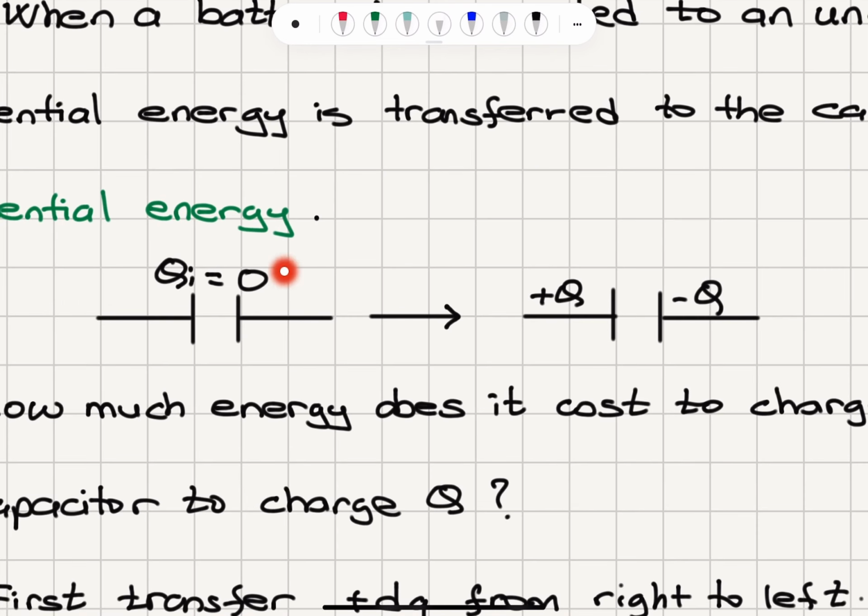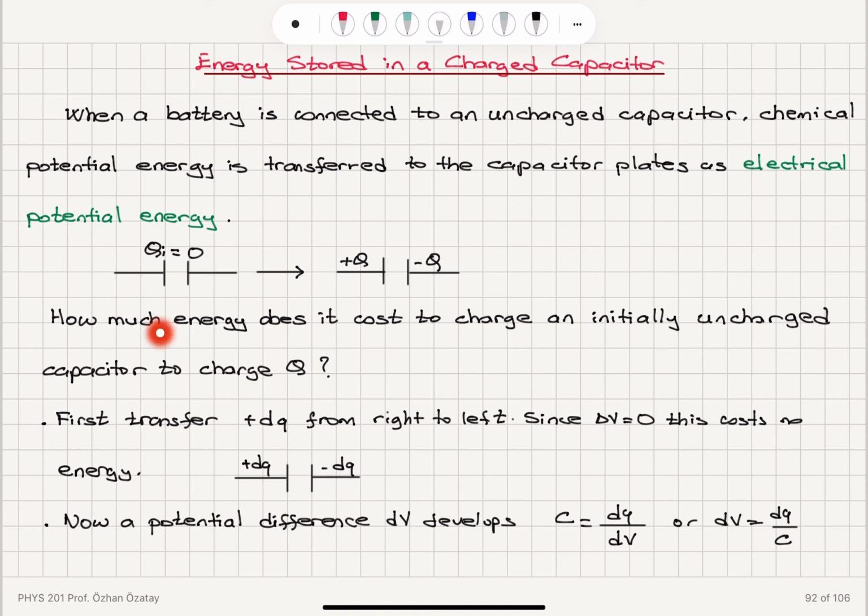So initially, the capacitor plates store zero charge, and when electrons travel from the negative terminal towards one of the sides, and electrons travel to the positive terminal from the other side, there will be a charge buildup of plus Q and minus Q on the two plates of the capacitor. The question is, how much energy does it cost to charge an initially uncharged capacitor to charge Q?